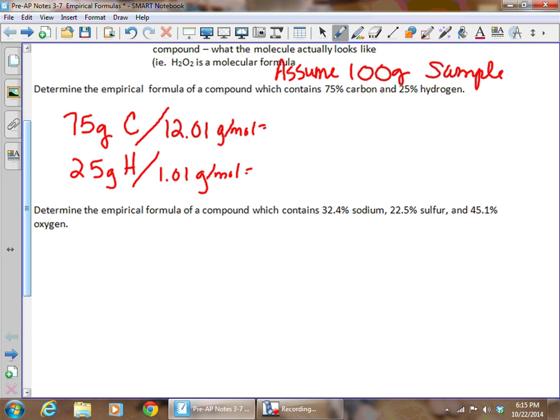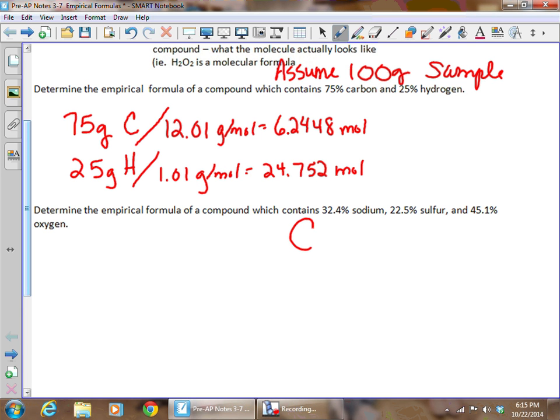We end up with values of 6.2448. Don't round off too quickly. This is one case where you want to carry it out 3 or 4 places past the decimal, really. So that's how many moles we get of carbon, and we get 24.752 moles of hydrogen.